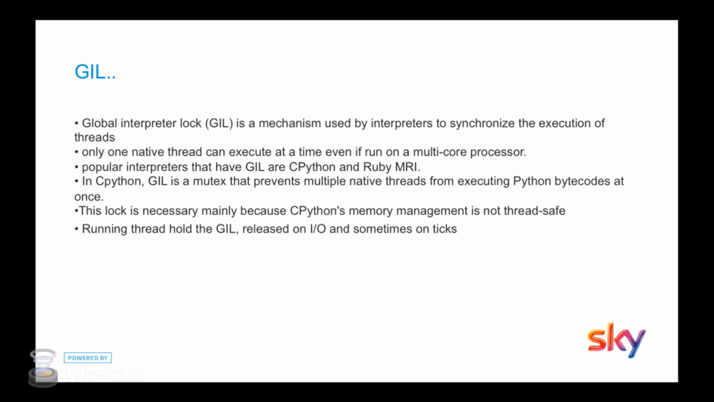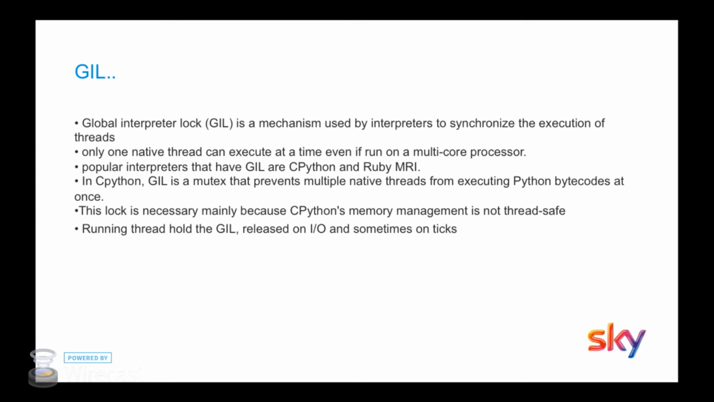And there are some popular interpreters that have a GIL, like CPython and Ruby MRI, while some interpreters don't. Things like Java, Jython, and other interpreters don't have the GIL problem. And the reason Python is written with a GIL is because CPython's memory management is basically not thread safe.